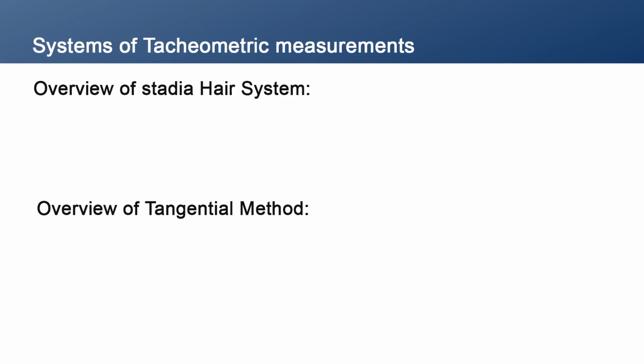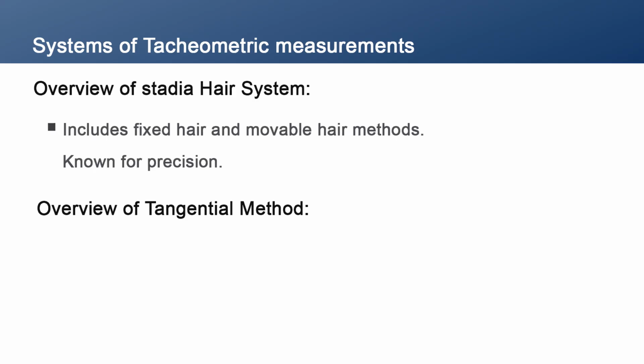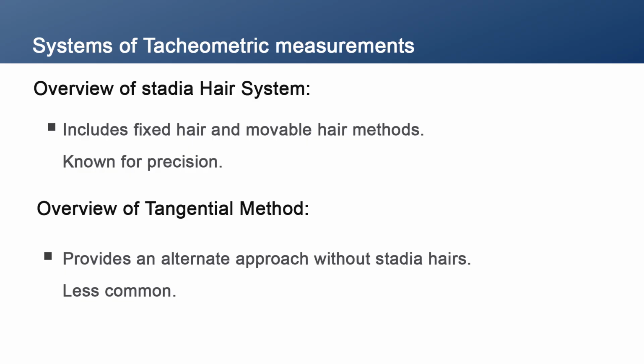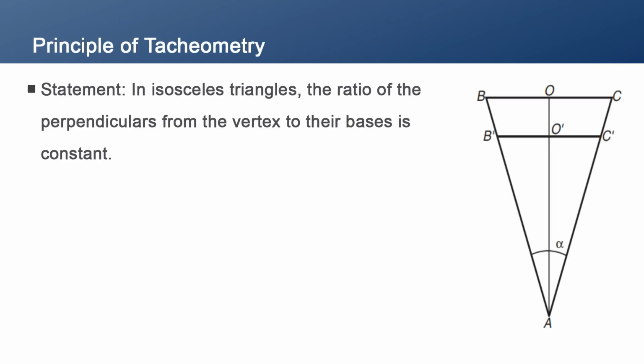In conclusion, both the stadia hair system and the tangential method offer distinct approaches to tacheometric measurement. The stadia hair system, including both the fixed and movable hair method, is valued for its precision, making it a popular choice. On the other hand, the tangential method, which is less common, provides an alternative approach where stadia hair methods are not used. Understanding the strength and application of each method helps in selecting the most appropriate technique for specific surveying needs. So, let us now look into the principles of tacheometry.